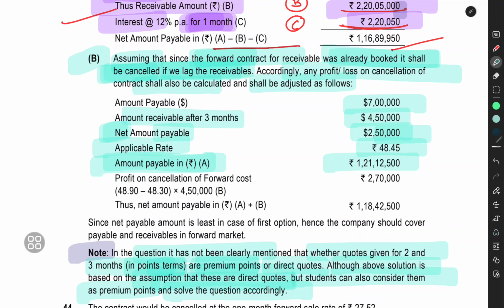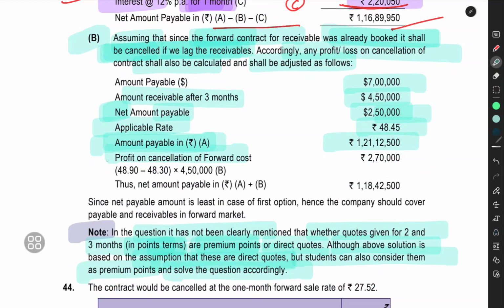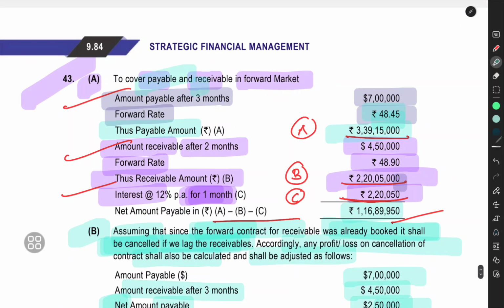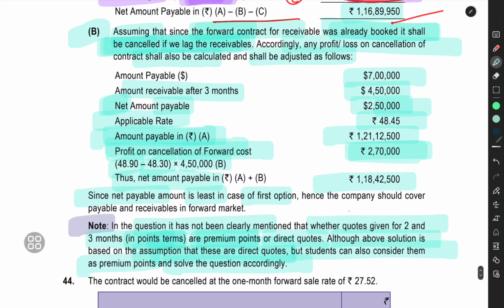Now profit on cancellation of forward contract: 48.90 minus 48.30. How we derived 48.30 is already explained, and into 4,50,000, which is our receivables, so we get 2,70,000. So my net payable is 1.21 crores minus this profit. Okay, so the net outflow is only 1.18 crores. Since the net payable is least in the first option, the first option is to cover both receivable and payable separately in the forward market. Hence the company should cover them in the forward market.